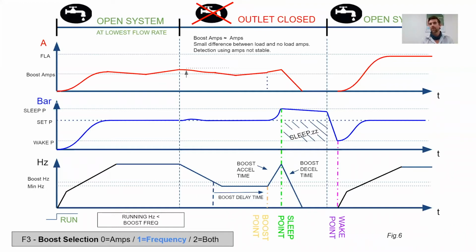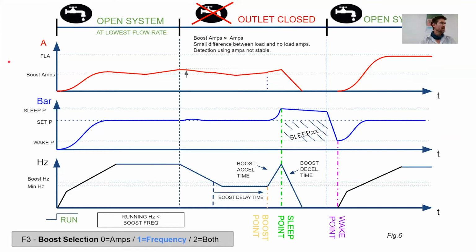There might only be 0.1 or 0.2 amps in difference between an actual load scenario or a no load scenario. In that case, we've often found that using the frequency detection method is better. So we use frequency detection when your boost amps or your no load amps is very close to your actual running amp condition.